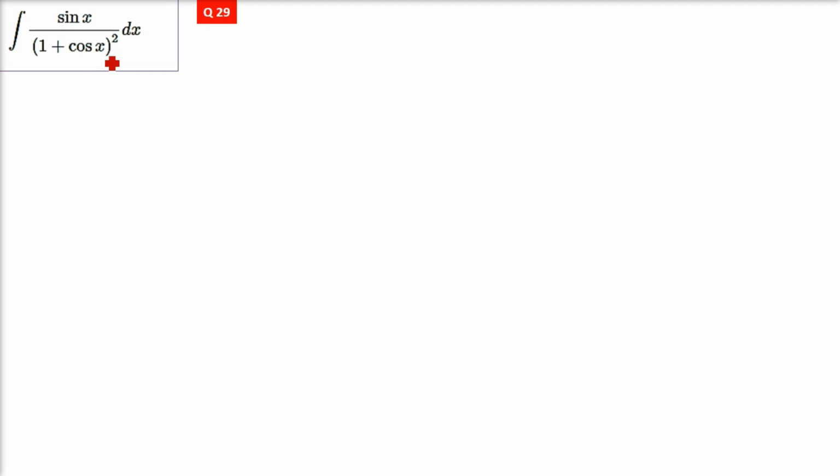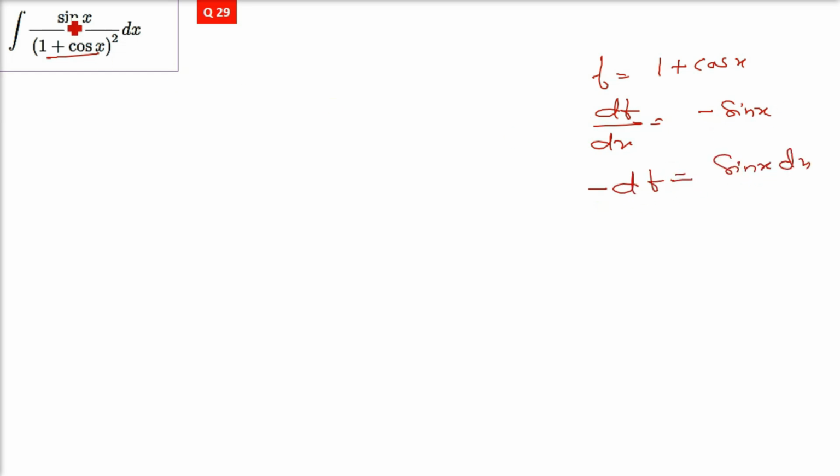Sin x by 1 plus cos x whole square. So this 1 plus cos x will directly give us the sin x. So there is no problem as such in this question. t equals 1 plus cos x. dt by dx: the derivative of 1 will be 0, cos x will be minus sin x. So negative will come here. Negative dt will be equal to sin x dx. So this numerator, sin x dx, will be negative dt.